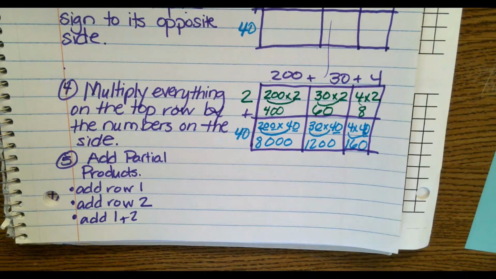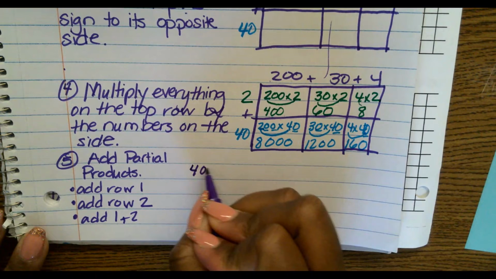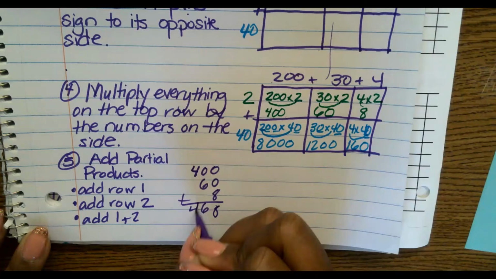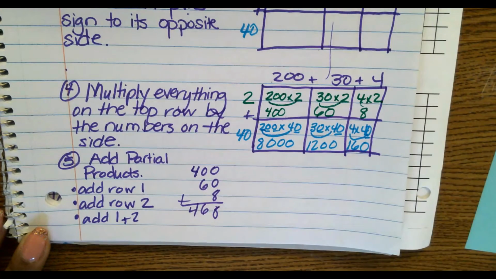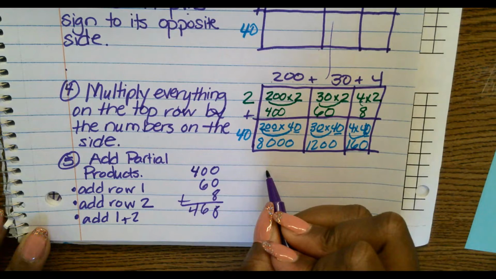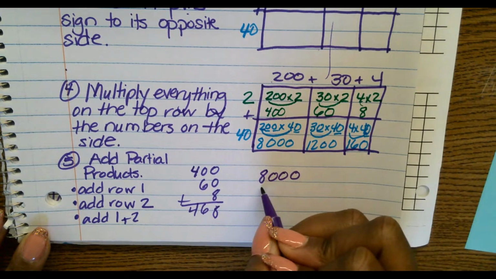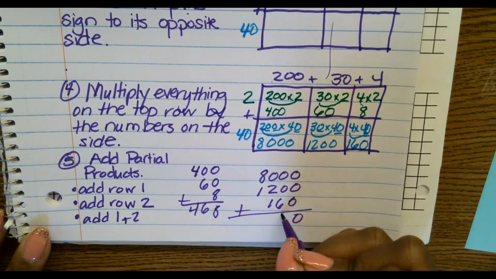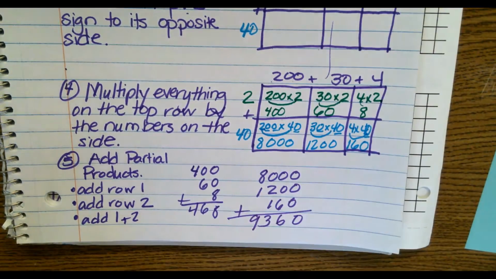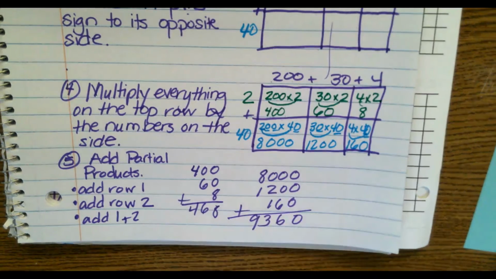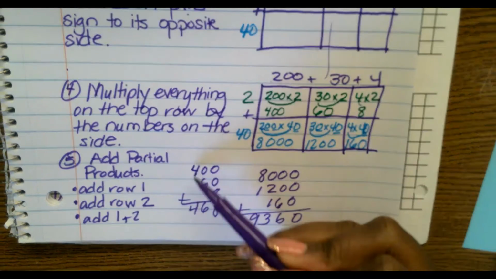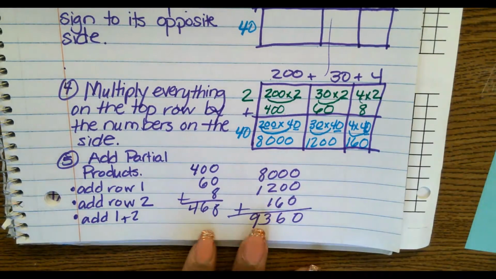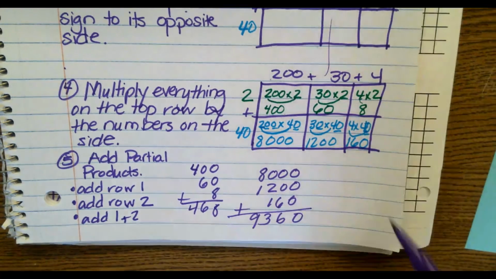So I'm going to add these together. So I'm adding row 1, 400 plus 60 plus 8. Again, remembering I'm lining everything up to the back, okay? Not the front. Then I'm going to add the second row. 8,000 plus 1,200 plus 160. Before I do another thing, I'm going to do what I did in step 4. I'm going to go back and make sure my math is right. That's 8, that's 6, that's 4, that's 0, that's 6, that's 3, that's 9. And now that I have my 2 main partial products, I can add them together.